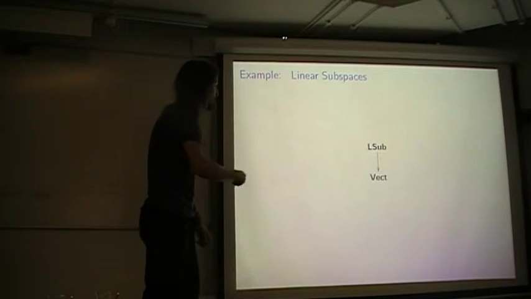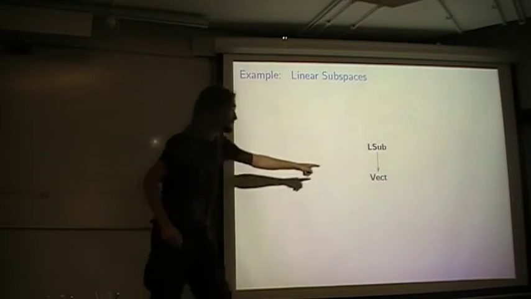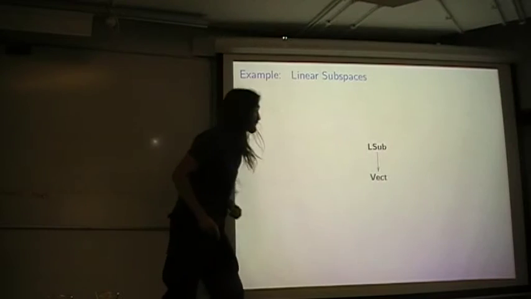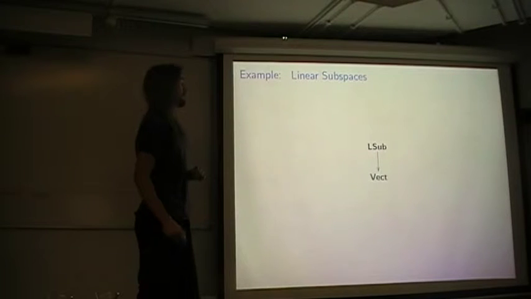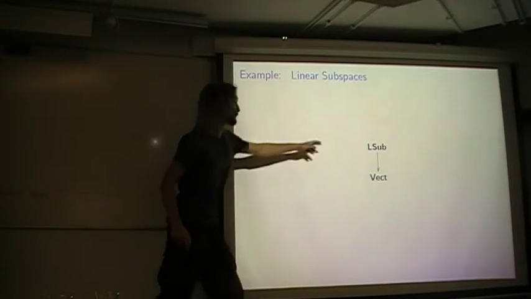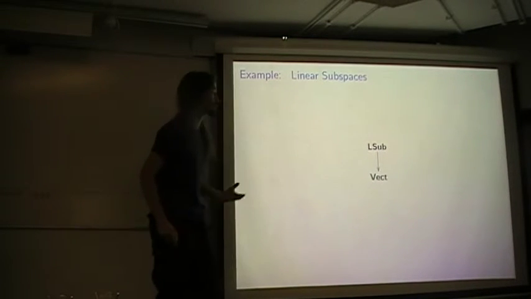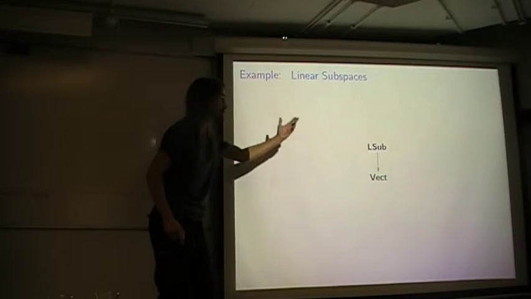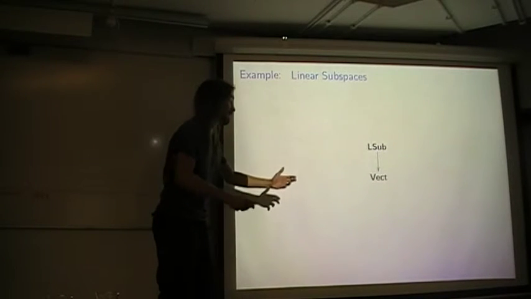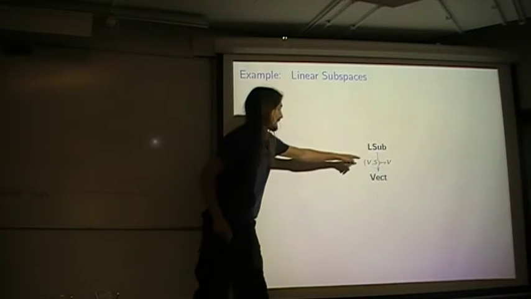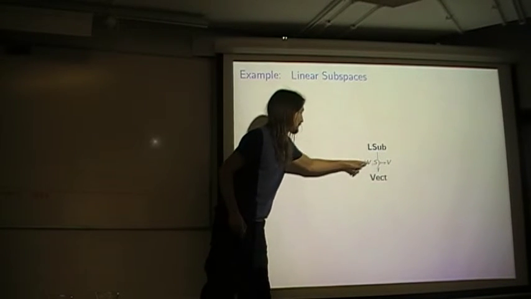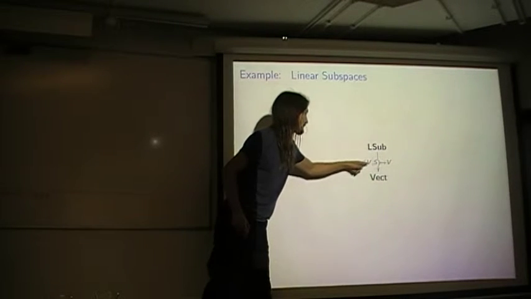So let me start with an example. Vect is the category of vector spaces and linear maps, and LSub is the category of linear subspaces. So there's an obvious forgetful functor down here. To a linear subspace, you assign the vector space to which it belongs. I denote a linear subspace by this pair: S is the subspace and V is the vector space to which it belongs. So S is a subset of V.